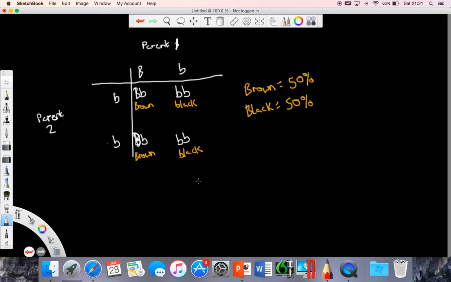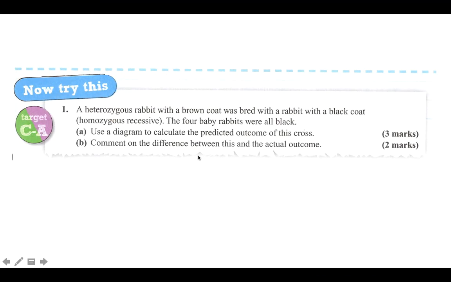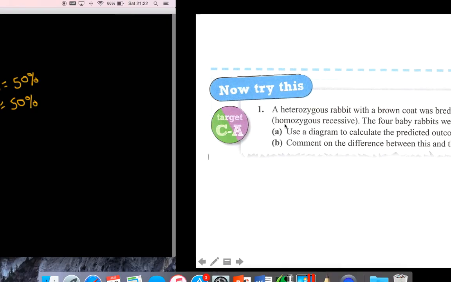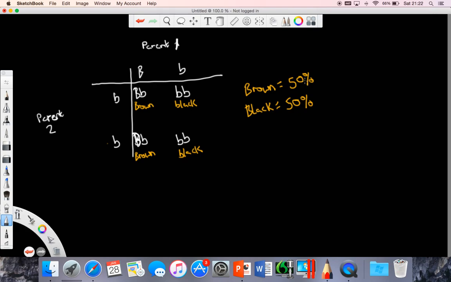The second question says, comment on the difference between this and the actual outcome. So what they actually got was four babies with all black fur. There was no brown ones, yet we've just calculated that it was a 50-50 chance. 50% chance that they would be brown, 50% chance that they would be black. Okay? So you got one mark for saying that what we saw and what we predicted were very different. These were two different things. We predicted 50-50, but in actual fact, we got 100% black.